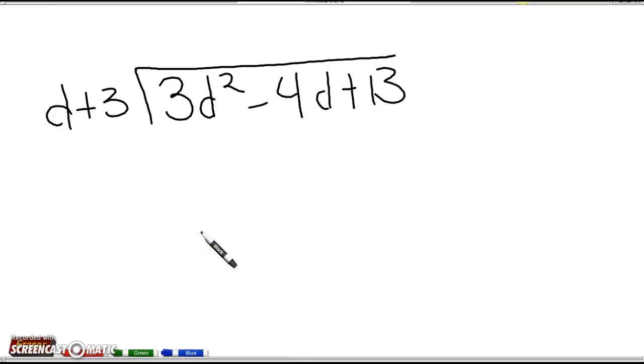So the first thing I'm going to ask myself, I have d here, and I have 3d squared. And I want to say, what can I multiply d by to get 3d squared? Well, the answer would be 3d. So 3d times d gives me 3d squared. And notice I put the 3d over the same place value. That's the same thing that you would do when you're doing long division.